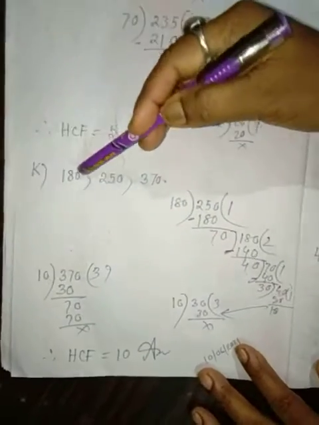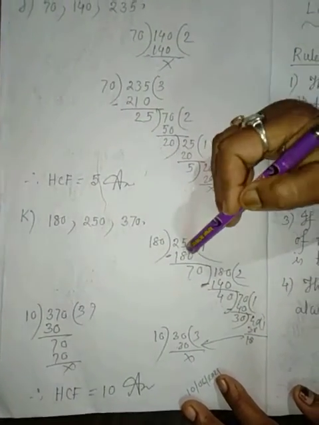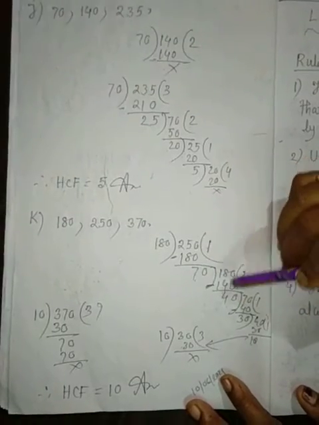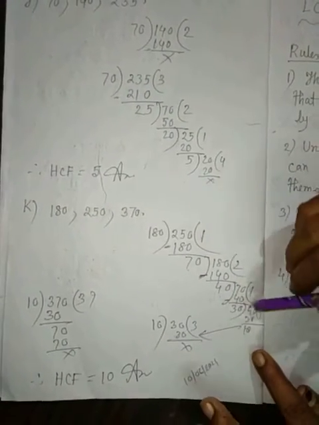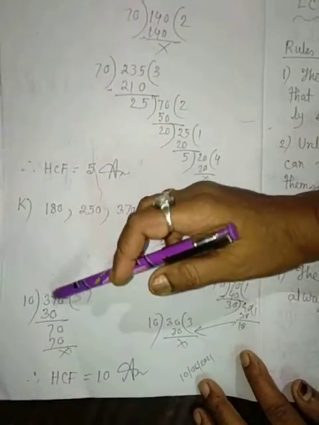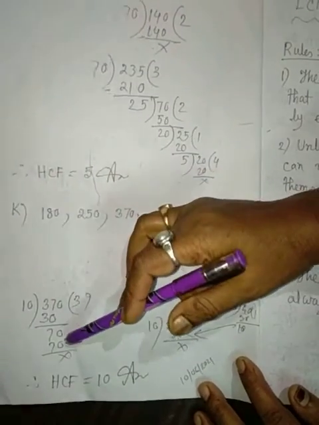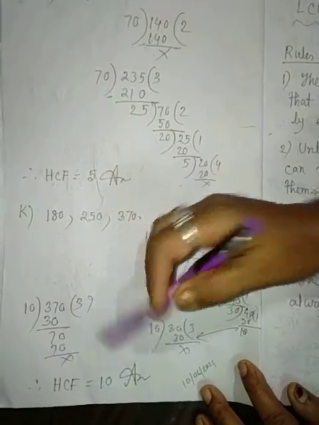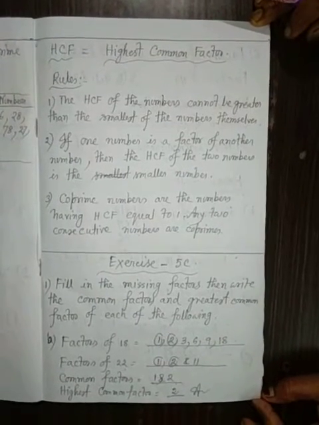K, 180, 250, 370. 180 and 250. 180, 70. 70 times 2 is 140, 40. 40 times 1 is 40, 30. 30 times 1 is 30, 10. 10 times 3 is 30. That is 10 and 370. 10 times 37 is 370. That is HCF equal to 10. Okay. Now I show you the pages.